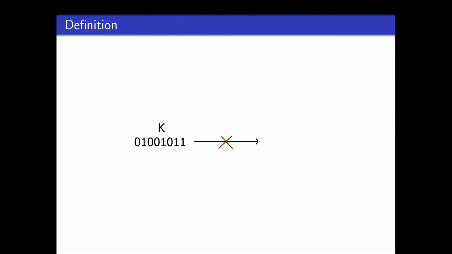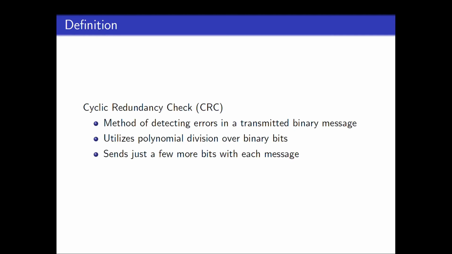Maybe there's a bit of a magnetic impulse. Maybe it's a cloudy day. Things happen. And it's possible that the message may arrive with a bit flipped. And that can completely change the concept or the meaning of the message that is being sent. Obviously, this is an issue, and we want to prevent this. And that's precisely what CRCs do.